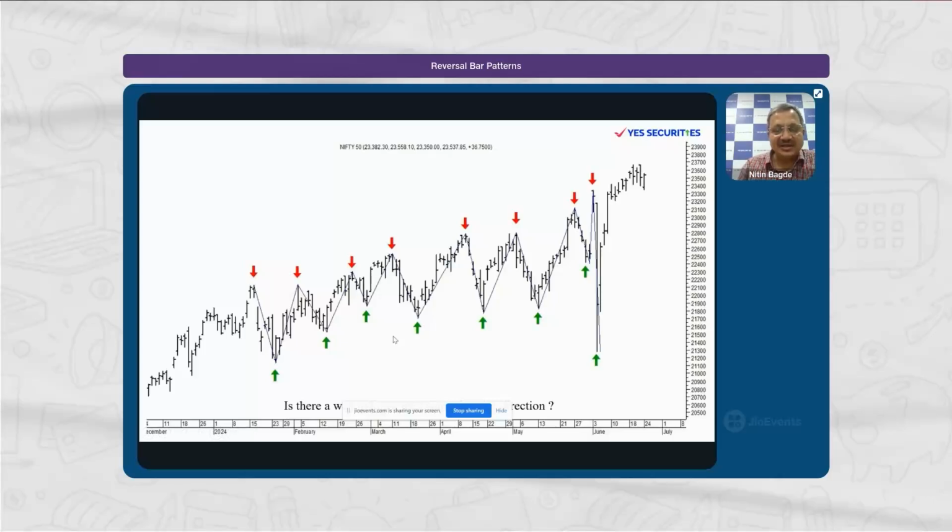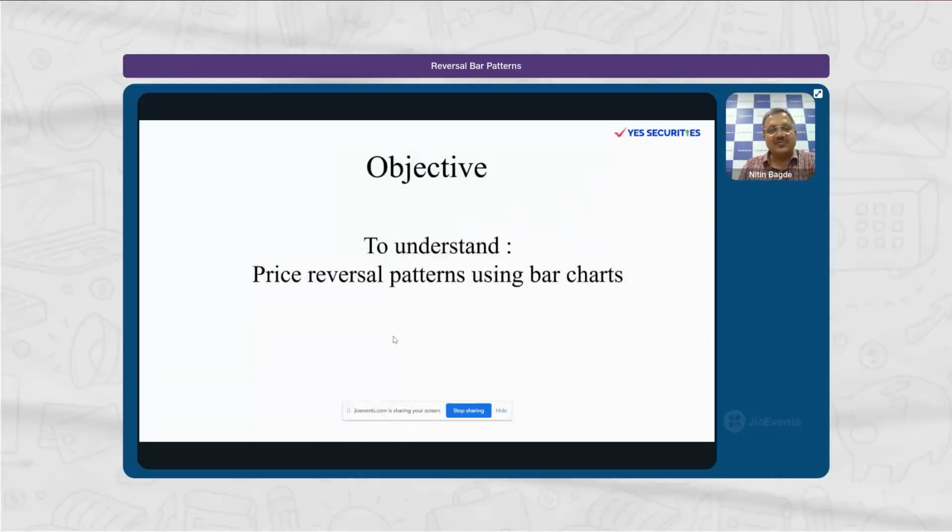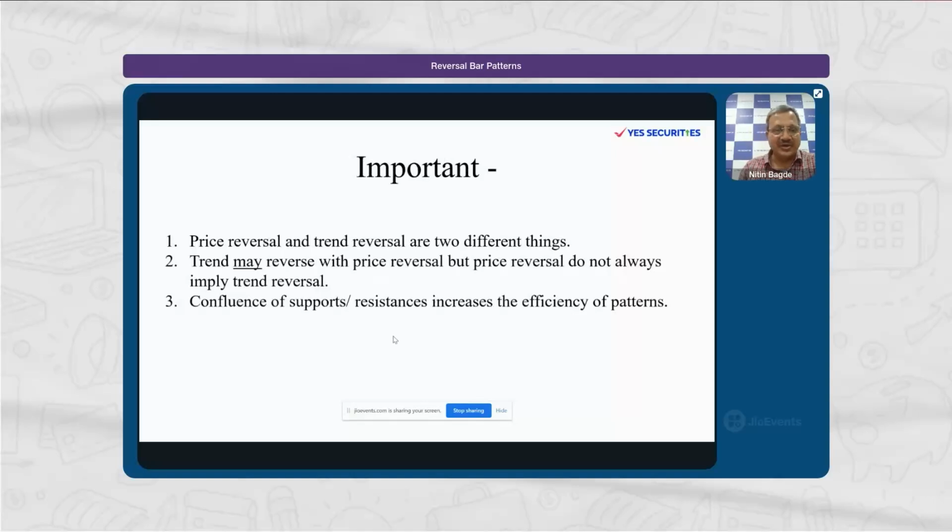As I said, in candlestick methodology, there are reversal patterns. You must be remembering hammer or hanging man or doji. These are reversal patterns, and now we will be looking at bar patterns. So our objective is to understand price reversal patterns using a bar chart. There are a few important points. Price reversal and trend reversal are two different things. Trend may reverse with price reversal, but price reversal does not always imply trend reversal.